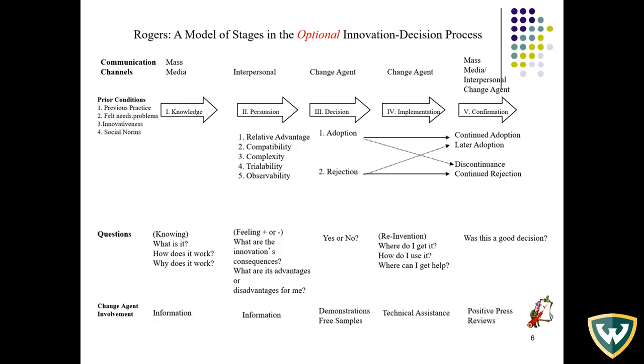So the questions, of course, associated with that are very specific, within that persuasion stage. What are the innovation's consequences? Do I need to worry about this? At the implementation stage, where do I get it? How do I use it? So we're getting to more specific questions. We're getting deeper and deeper into the potential adoption of the innovation. And so we need more information about how it works.